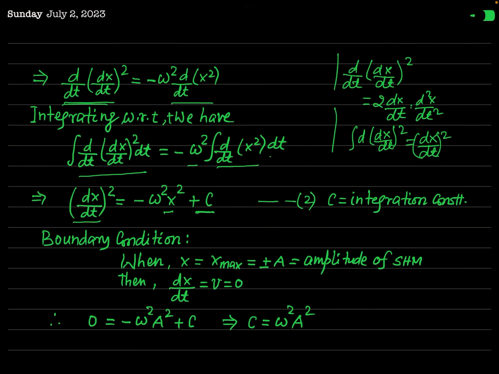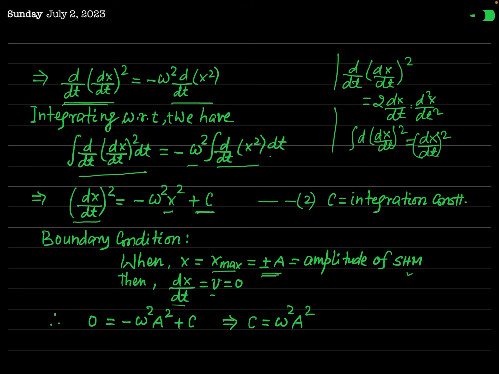So you can say that when x is x max, and that maximum value is either plus a or minus a, both plus a and minus a have the same value a, and it is the maximum value of x, which is called the amplitude of SHM. And as you know, at this position the velocity of the particle is 0. And what will be the velocity? When you say velocity of the particle, that is simply equal to dx by dt, okay? So dx by dt here will be 0. So this is our boundary condition: when x is either plus a or minus a, then dx by dt is 0, okay? This is our boundary condition.